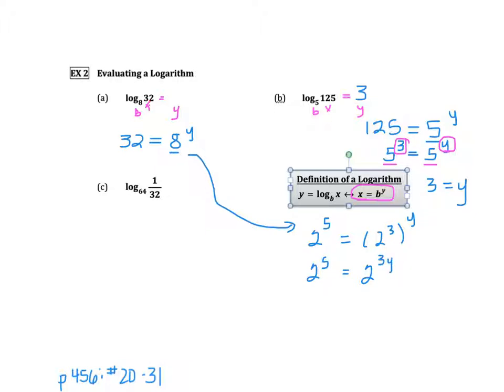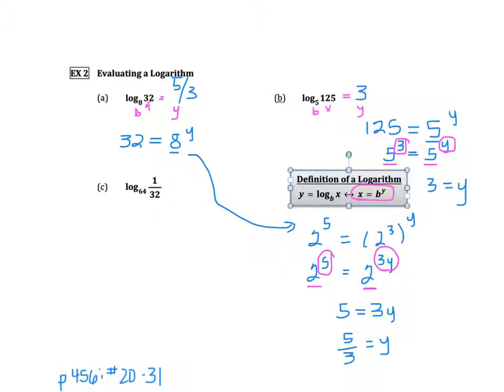And now what you'll notice is I do have the same base on both sides of the equation, and so this exponent must equal this exponent. And what that allows me to do is write an equation that 5 must equal 3y. Divide both sides by 3, and y is going to equal 5/3. So I can go back up here to my expression, and I find out that log base 8 of 32 equals 5/3.